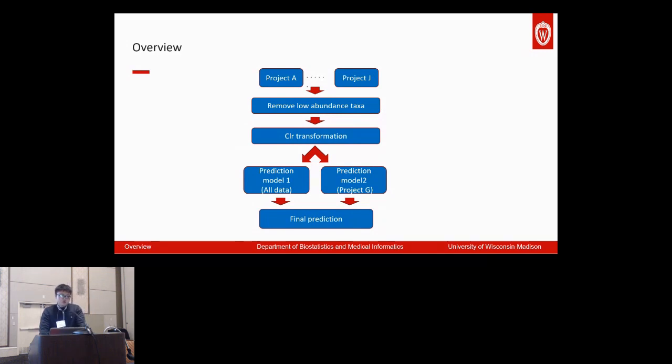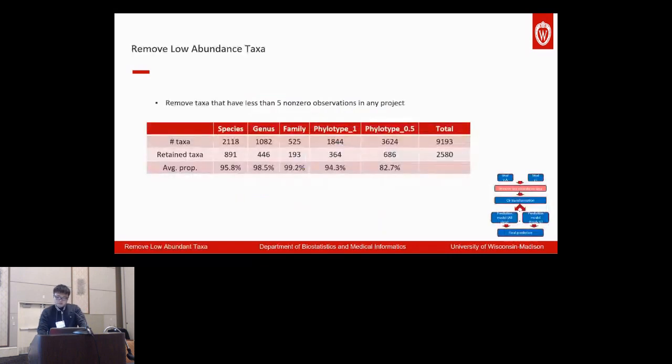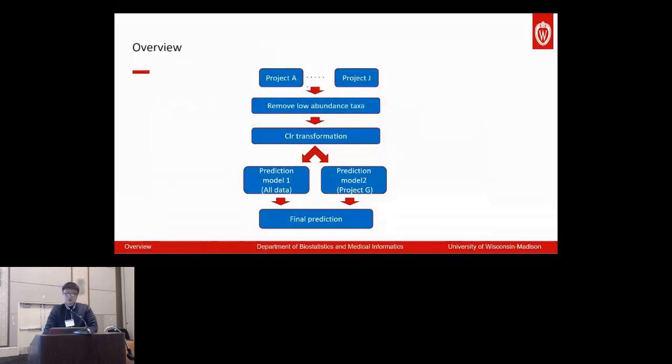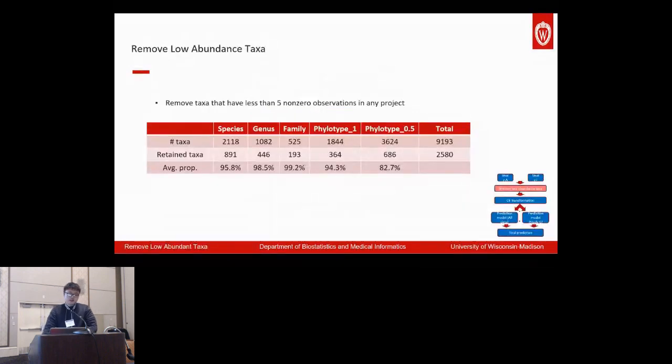Here we built 2 prediction models. Prediction model 1 is called the all data model, which uses all the specimens in these 10 different projects. We found project G has different preterm birth associated taxa compared with other projects. So we built another model, model 2, which is unique to project G and uses the specimens only in project G. We get our final model by ensembling model 1 and model 2. Next, I will go into the detail of each step.